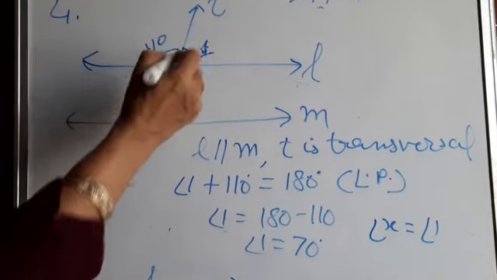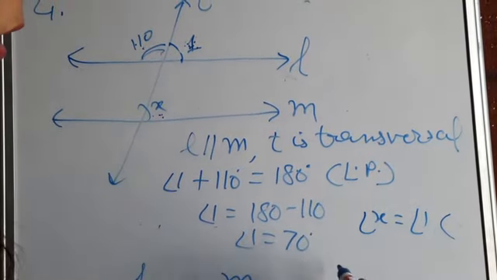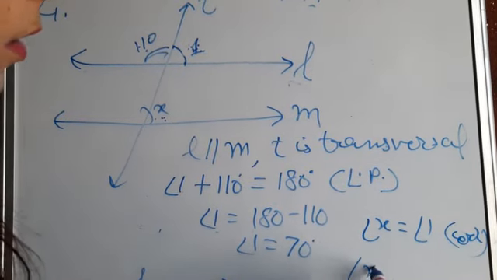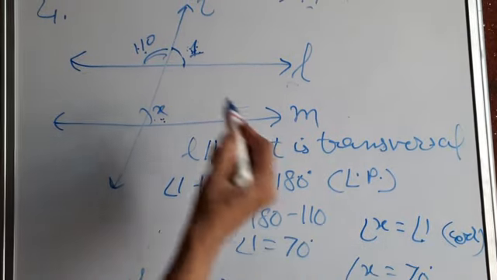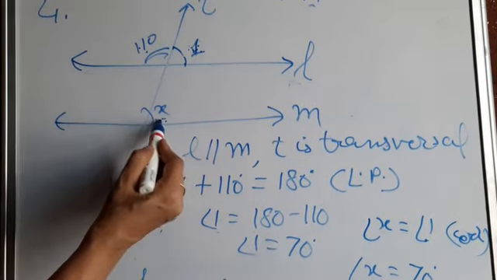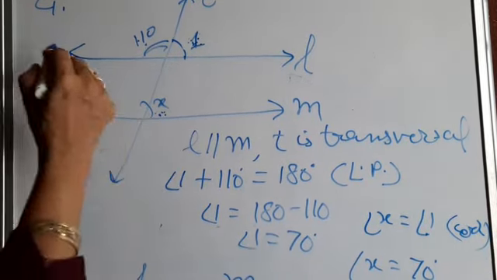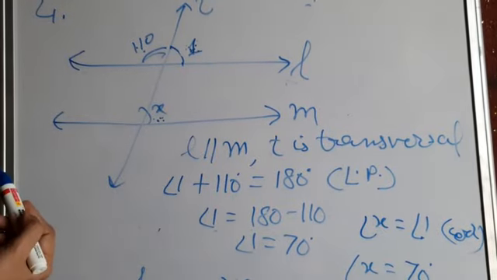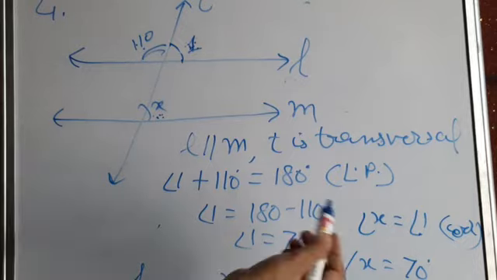You will write x and 1, why are they equal? Because they are corresponding. Write in the bracket corresponding angles. And x is equal to, put the value of angle 1, 70. If 1 is 70, then x is also 70 because they are corresponding angles. When lines are parallel, then corresponding angles are equal. This I told you. So this is the value.